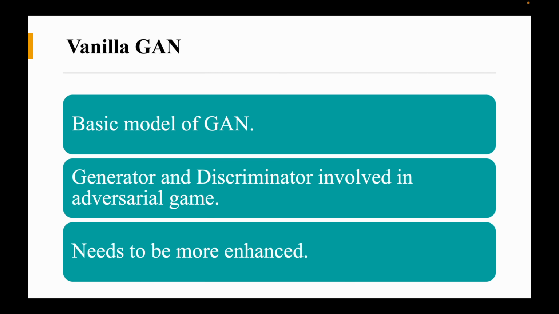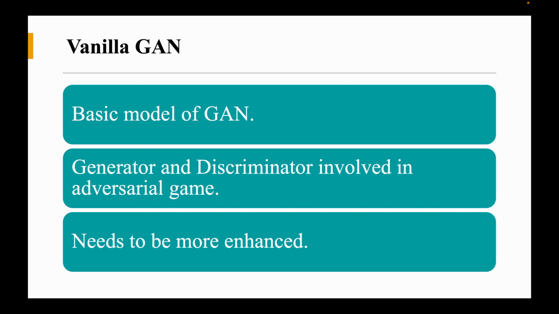Vanilla GAN. This is the basic model of GANs. It consists of a generator and discriminator involved in a typical adversarial game. It needs to be enhanced for handling real-world applications.